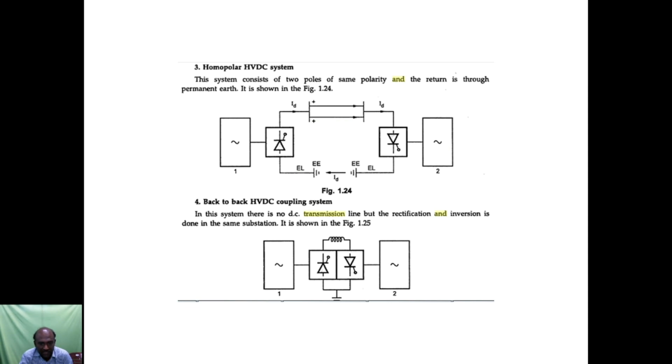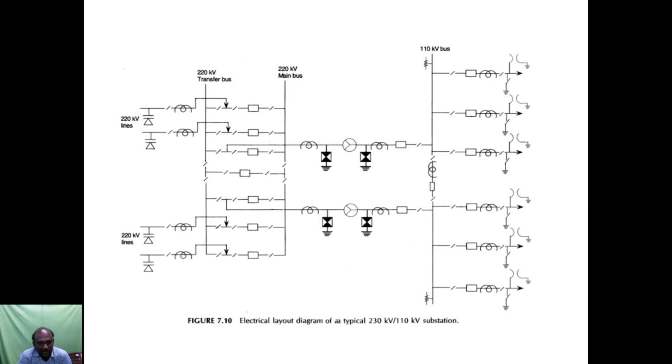And also we can make control over the DC itself here. So that control is being done only here. No transmission of power, only controlling.